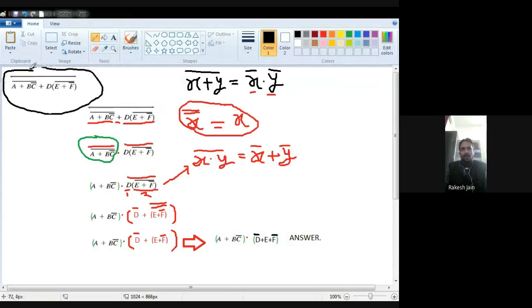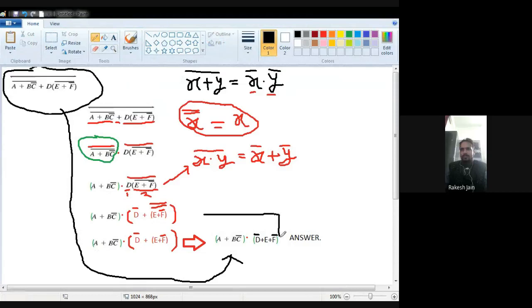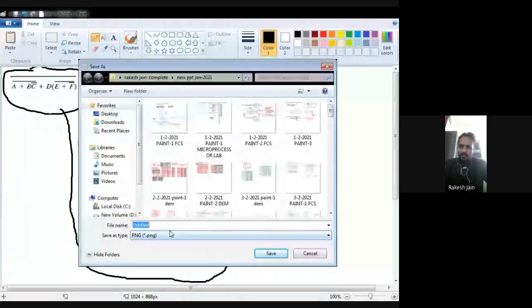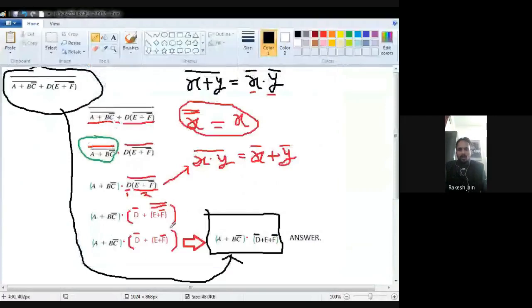So we started with a complex Boolean expression. See, this one is my question. I solved it in certain steps by applying the Boolean rules and found the final answer: a plus b c bar dot d bar plus e plus f bar. So this is the solution of the Boolean expression. Kindly wait, I just save this file.